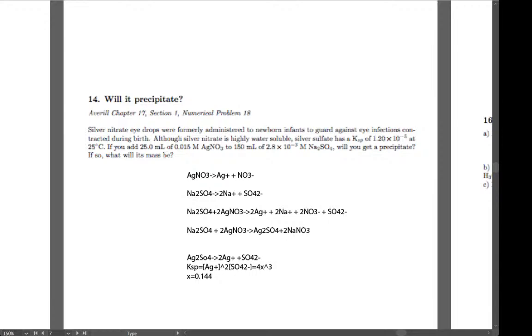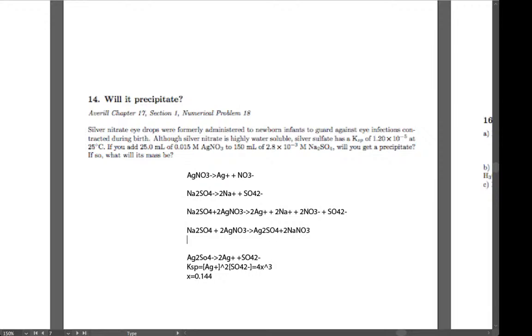This would mean something. Unfortunately, I don't really know. That's silver nitrate and that's sodium. Actually, we can just try to plug the numbers in first. Let's see.